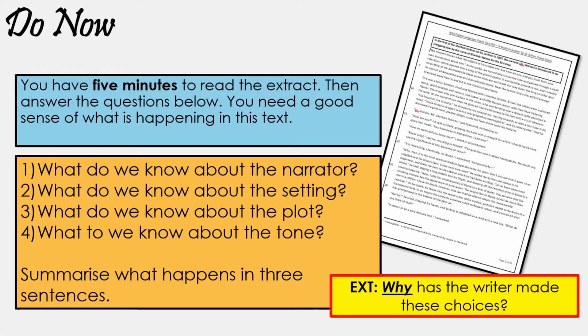Now have a go at answering some of these questions. What do we know about the narrator? What do we know about the setting? What do we know about the plot? What do we know about the tone? Summarise what happens in that extract in 3 sentences, and then why do you think that the writer has made those choices? Just to give yourself a general understanding of the extract, of the text and what's going on, have a go at answering those questions.